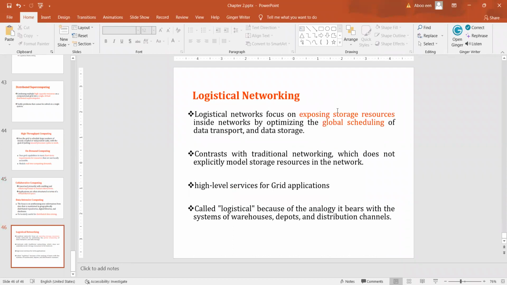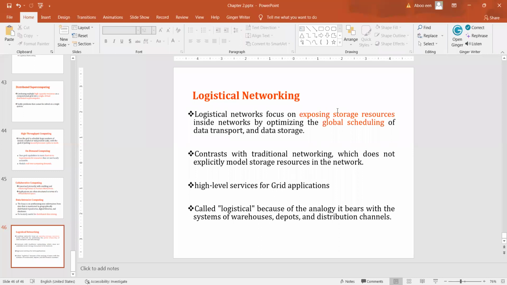Logistical networking. The logistical networks focus on exposing storage resources inside the network by optimizing the global scheduling of data transport and data storage. So basically, it's a kind of facility provided in grid computing, the logistical networking. When the data is transferred, they can schedule, or they can look at what is the unutilized path and use that bandwidth or throughput.